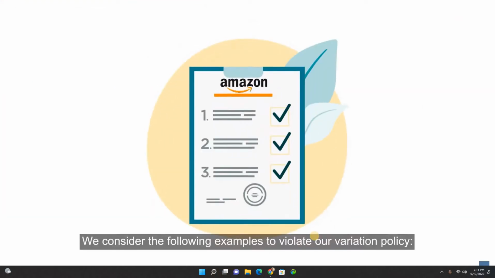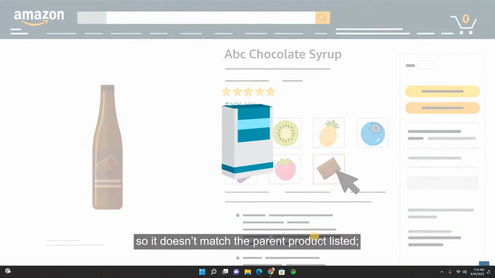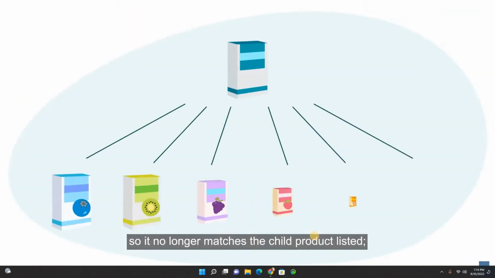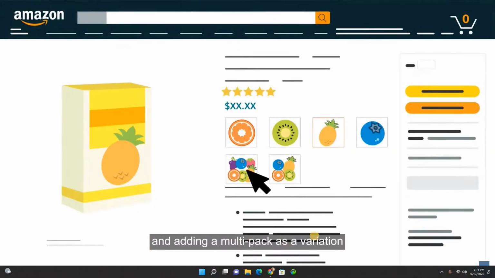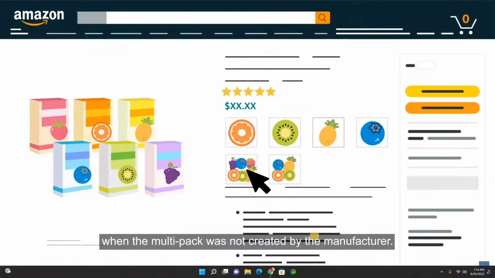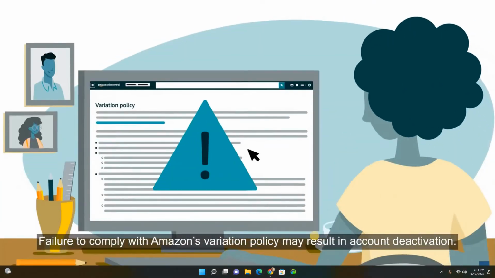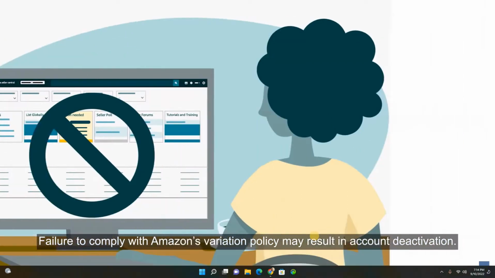We consider the following examples to violate our variation policy: changing the child products detail page so it doesn't match the parent product listed, changing the parent products detail page so it no longer matches the child product listed, and adding a multi-pack as a variation when the multi-pack was not created by the manufacturer. Failure to comply with Amazon's variation policy may result in account deactivation.